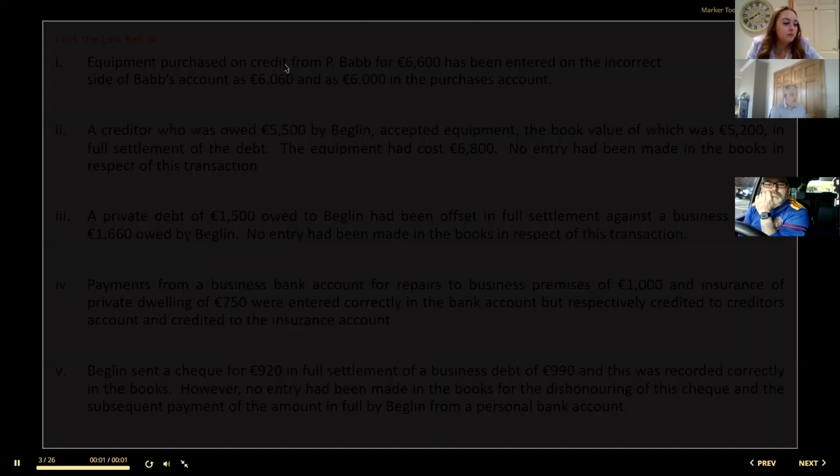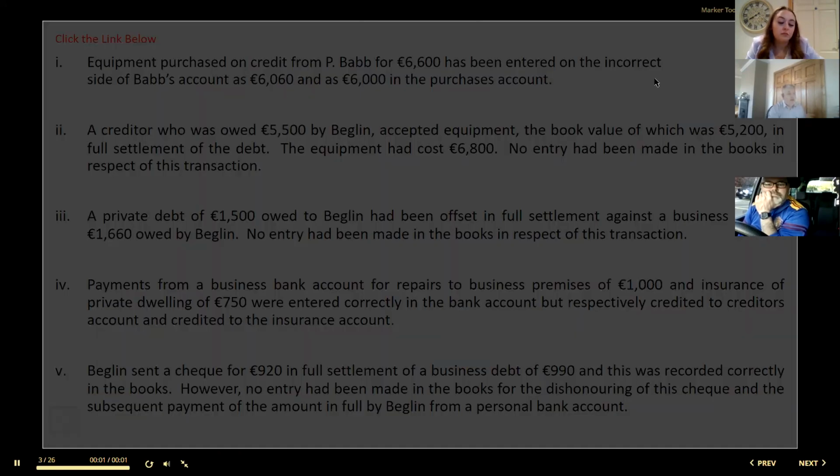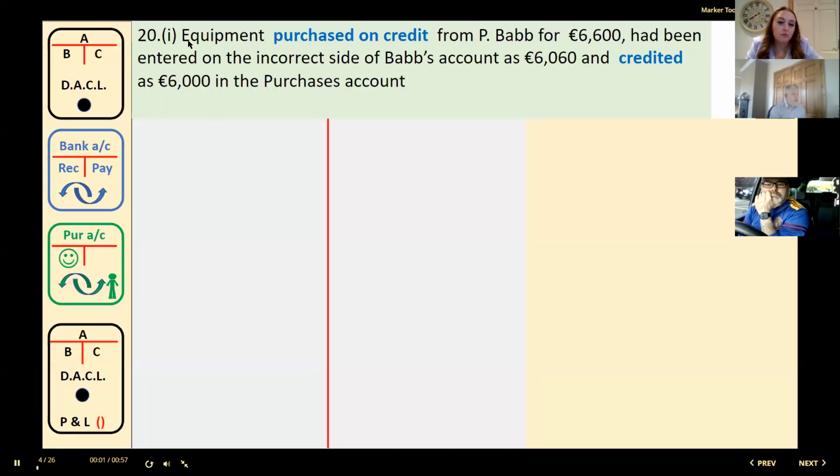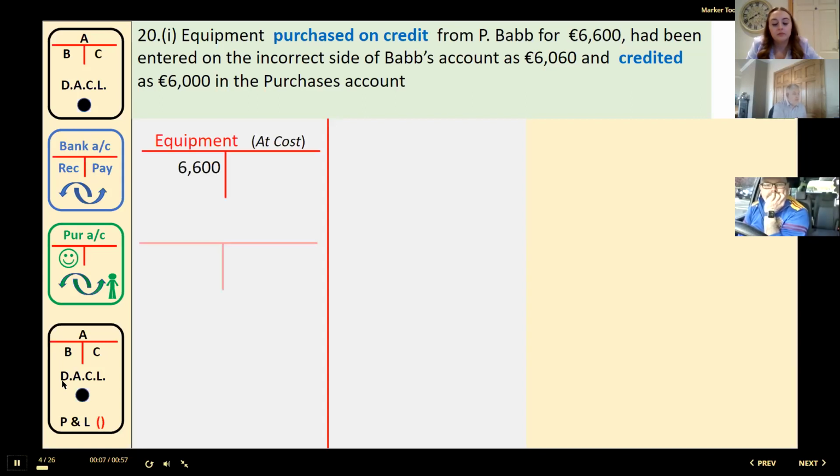If I click the first one, it's a kind of more complete version of the other thing. So if nothing is crossed out: equipment purchased on credit from BAB has been entered on the incorrect side of BAB's account and credited. When I click play the first time, the first thing it will do is put up the correct thing. So equipment purchased, so it's equipment, we should know that. It was purchased on credit from BAB, and that's what should have been recorded.